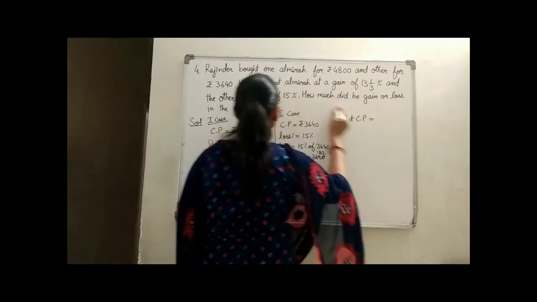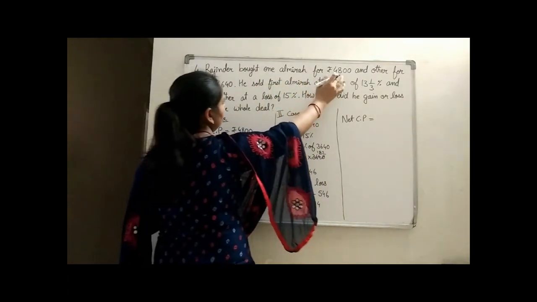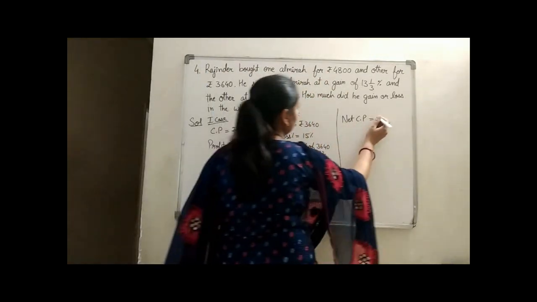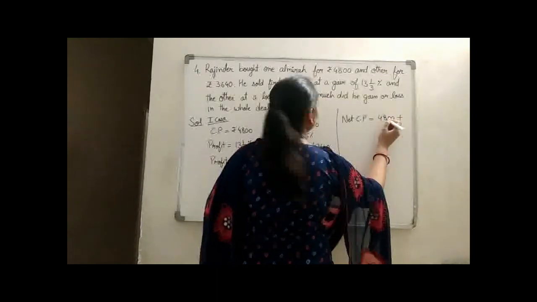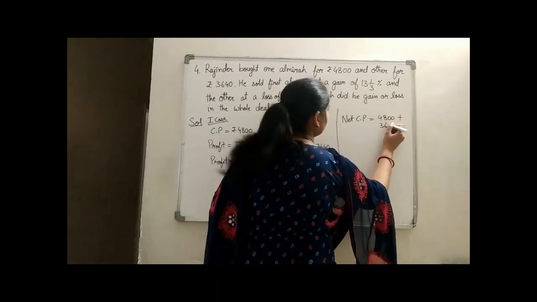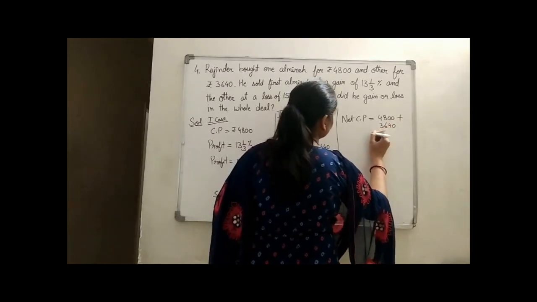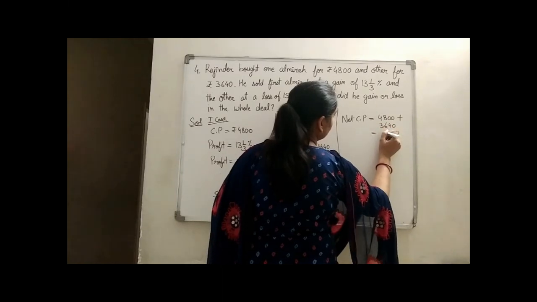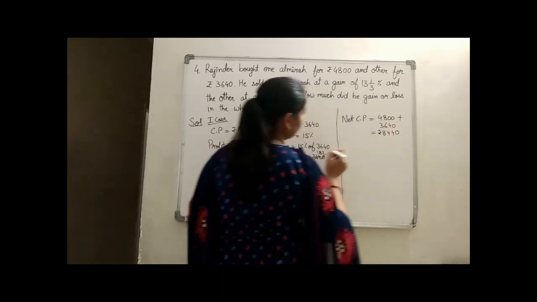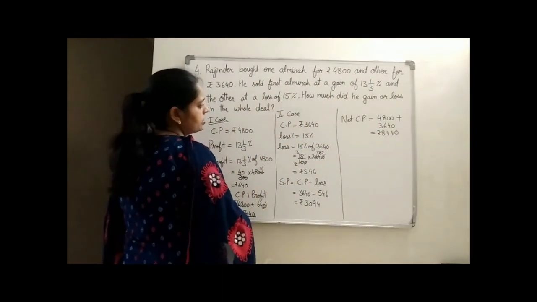Net cost price means the cost price he has got for both articles. So it will go for 4800 plus 3640. That will be equal to how much? 0, 4, 4, 8. So rupees 8,440 is the net CP.